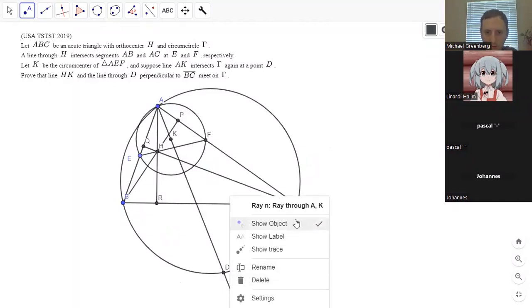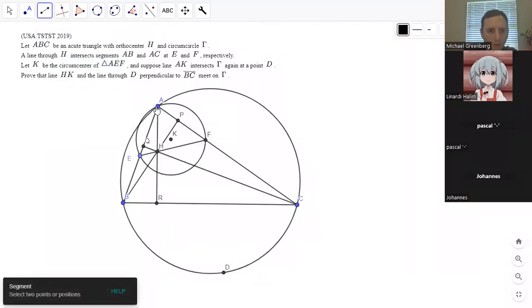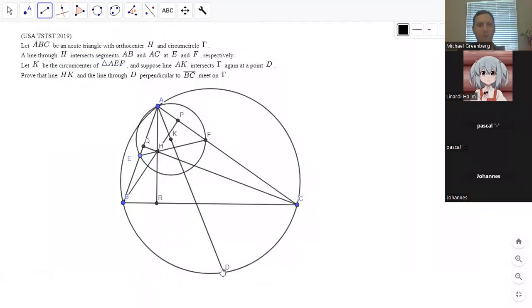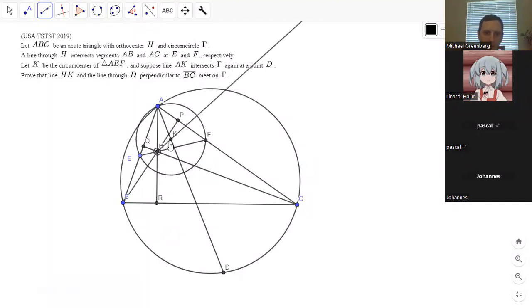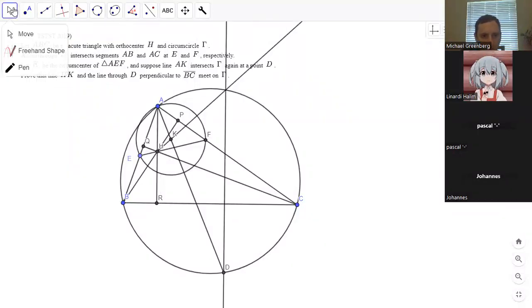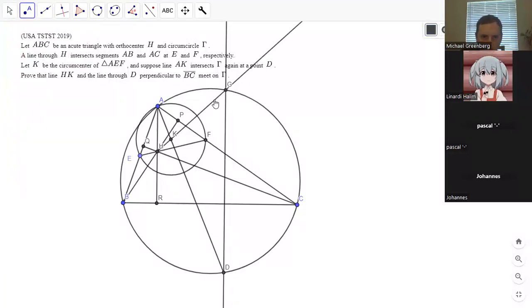And so HK and the perpendicular from D to BC. So this might just be some, I don't know, phantom points, like trying to work backwards. But yeah, that is the question. All right.